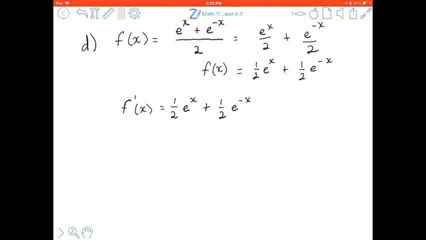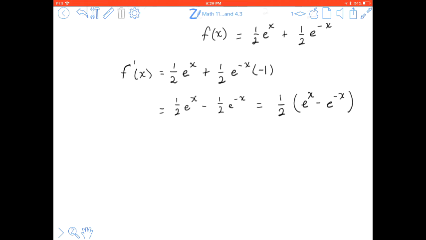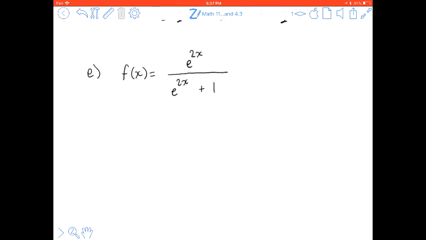So that one didn't actually need the quotient rule, but I'm pretty sure there's a few in your homework where you are going to need it. For example, let's do numerator e to the 2x and denominator e to the 2x plus 1.